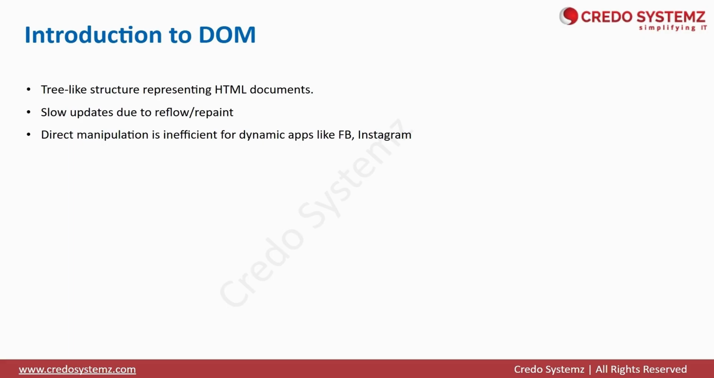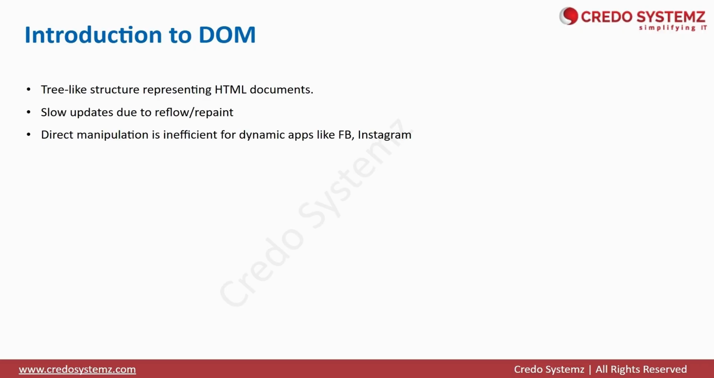Who will modify the DOM? JavaScript has the ability to do so. But the problem here is, whenever you make any change, it's supposed to repaint. If you do 1000 changes, then 1000 repaints are supposed to happen. That's the problem with DOM manipulation, and that process is actually very slow. Next thing, that's what I'm saying: direct manipulation is inefficient.